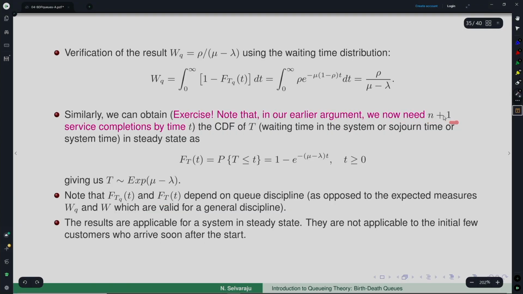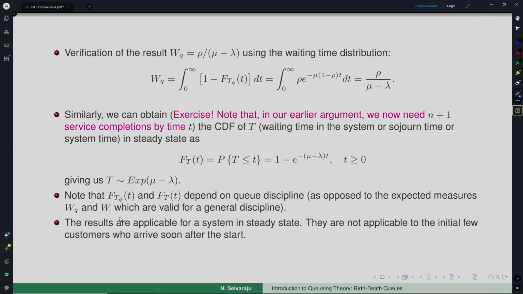Remember, because of this argument, we are looking at how many service completions happen before his service completion, for a typical customer who arrives at some point of time and whose service gets done. So, the queue discipline plays an important role. Whereas for expected measures like WQ, you can obtain W also from here, using exactly the same distribution. For those measures you do not need the queue discipline, but for this particular analysis, the waiting time distribution, you need the queue discipline.